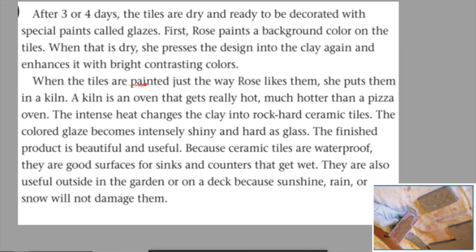When the tiles are painted just the way Rose likes them, she puts them in a kiln. A kiln is an oven that gets really hot, much hotter than a pizza oven. The intense heat changes the clay into rock-hard ceramic tiles. The color glaze becomes intensely shiny and hard as glass. The finished product is beautiful and useful.